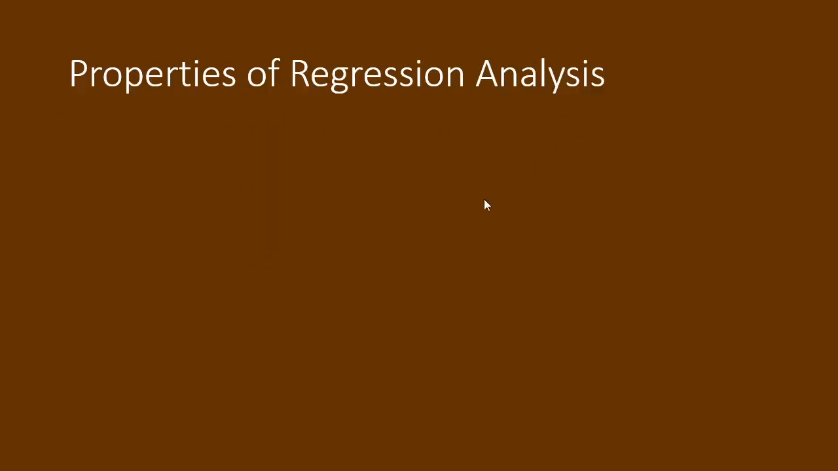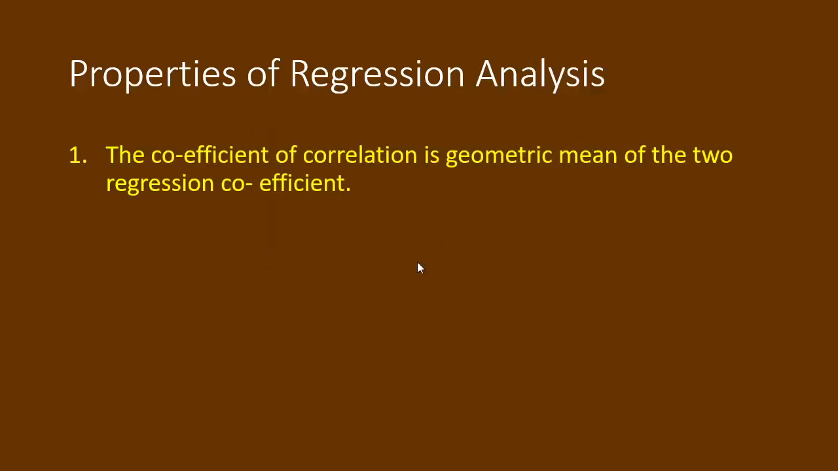And properties of regression analysis. These properties represent the fundamental rules of regression analysis, which is very much needed for all the future problems. So be careful and understand all these properties. The first thing: the coefficient of correlation is the geometric mean of the two regression coefficients.